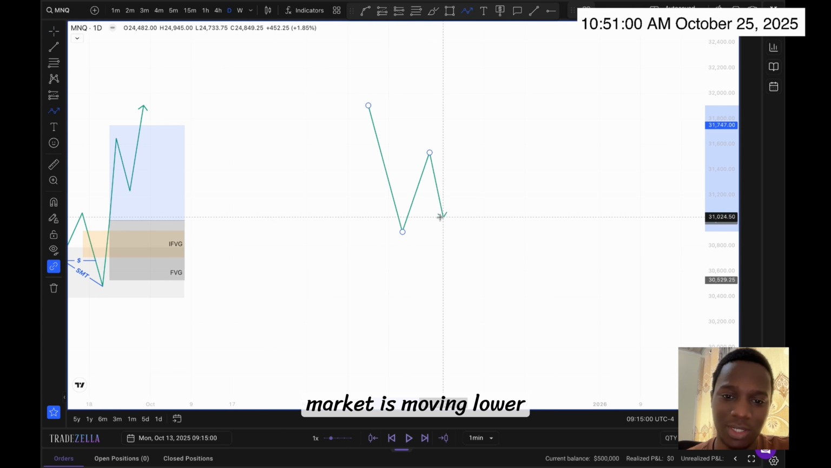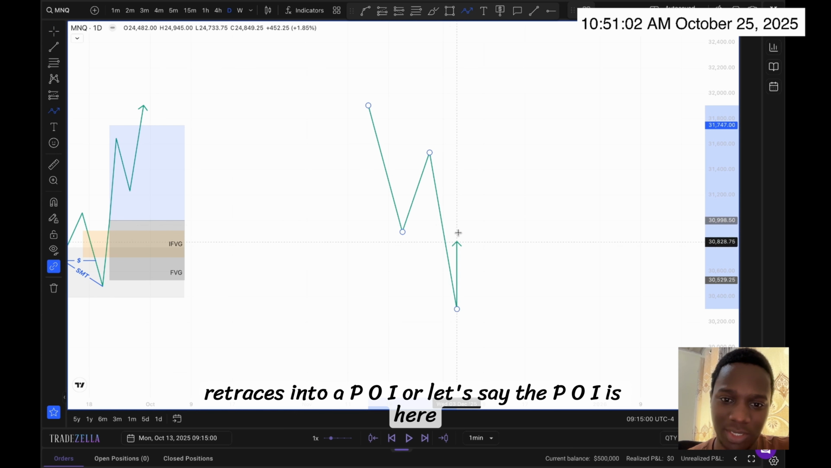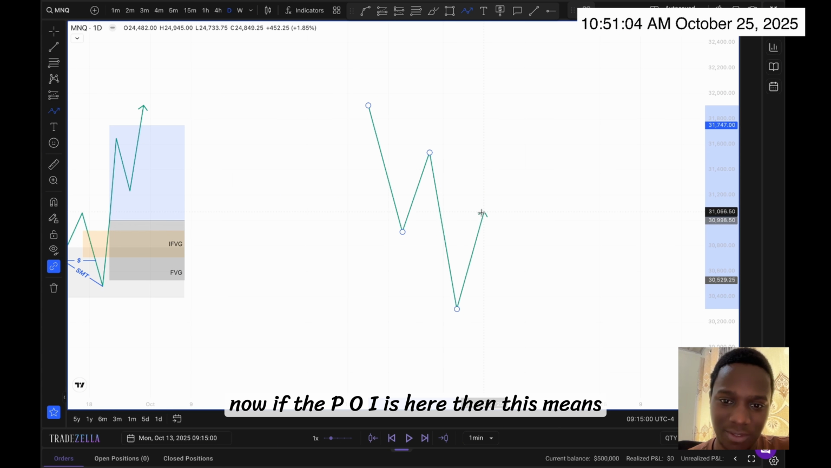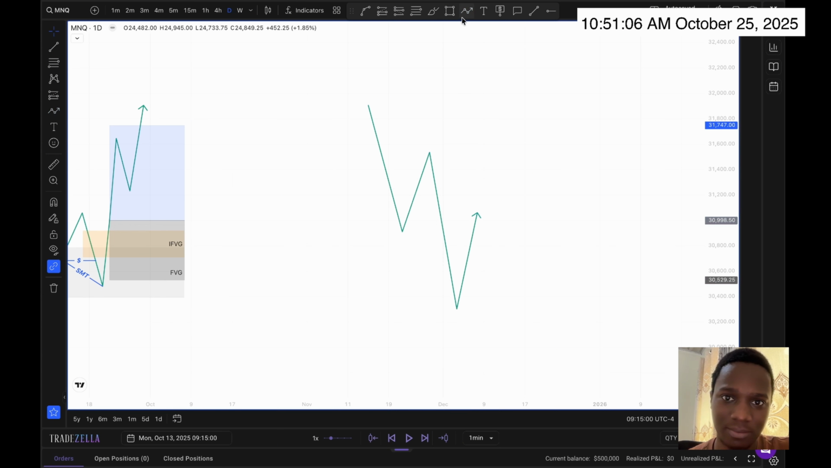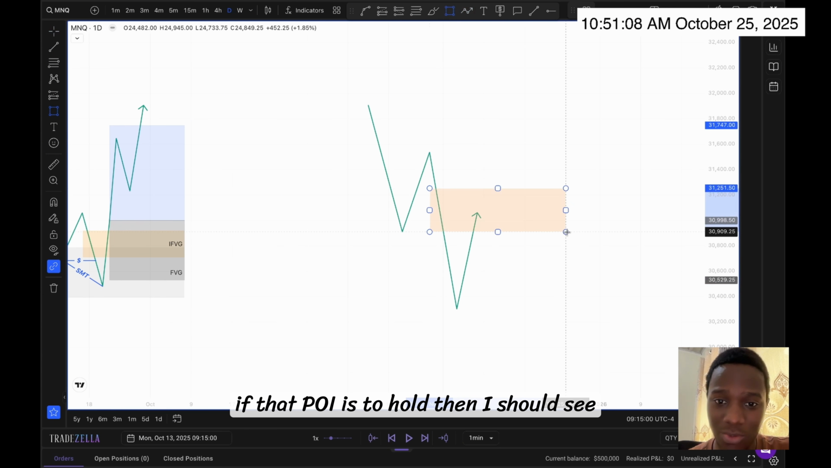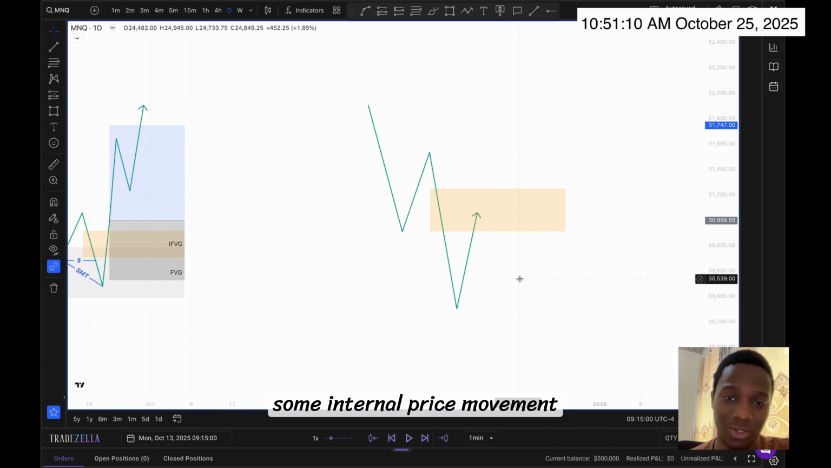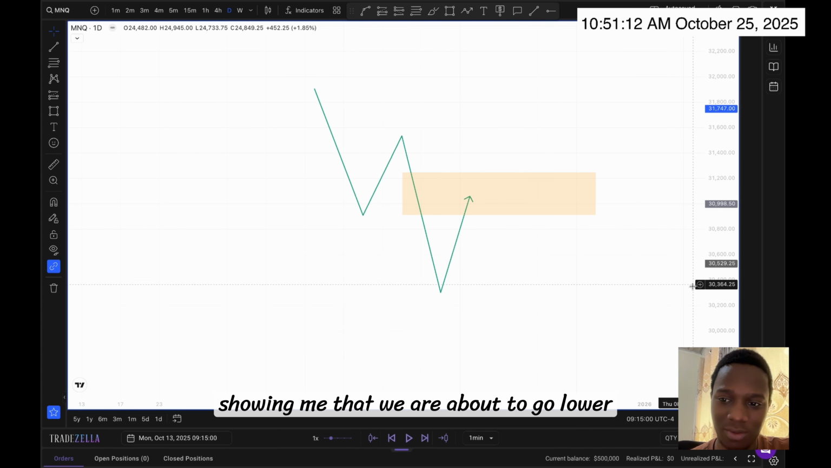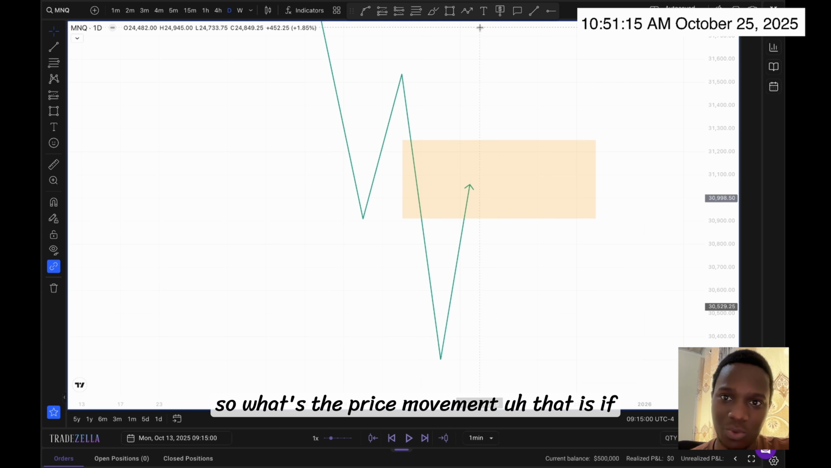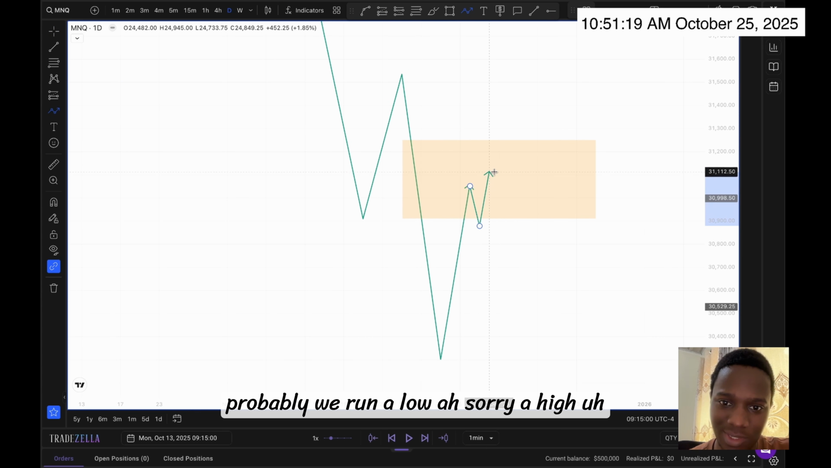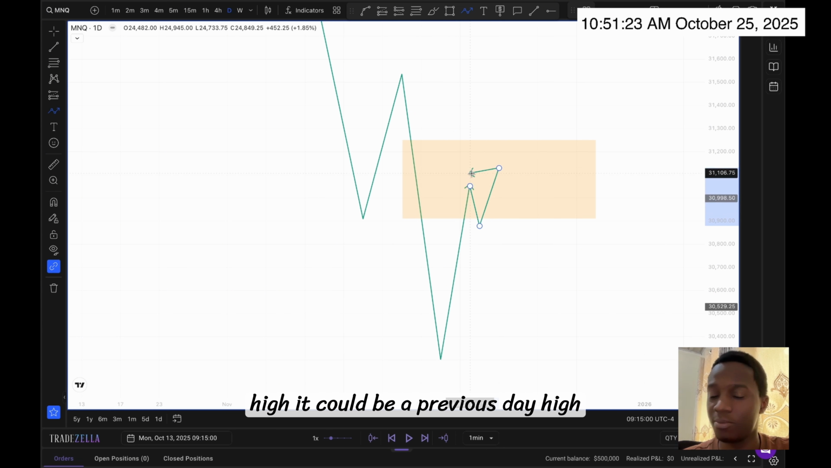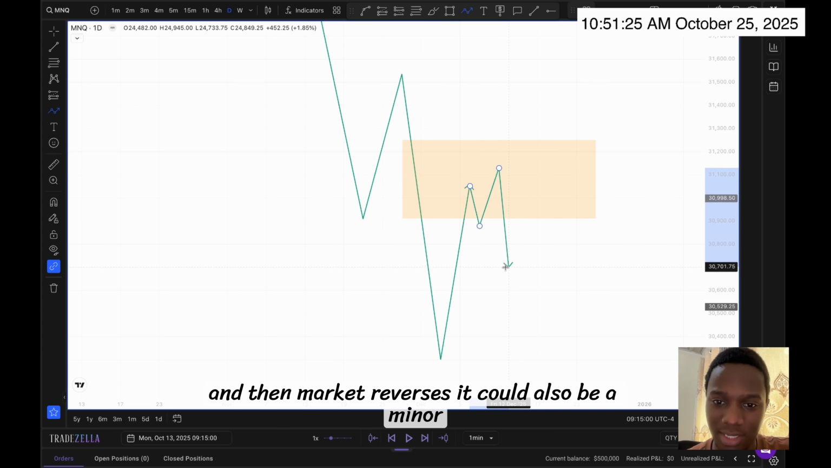Market is moving lower, retraces into a POI, or let's say the POI is here. Now if the POI is here, then this means if that POI is to hold, then I should see some internal price movement showing me that we are about to go lower. So what's the price movement? That is if probably we run a high. It could be a session high, it could be a previous day high, and then market reverses.